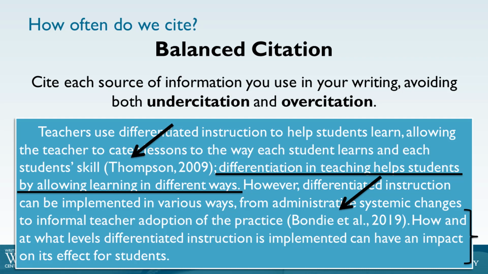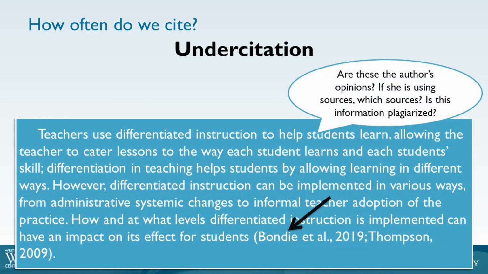Here we can see that the writer is using information from two sources in the first two sentences, and then is including their own analysis in the last sentence. This is an appropriate level of citation because it is clear which information is from which source. So each source is properly given credit, while the writer's own analysis at the end of the paragraph is appropriately left without a citation. Now let's look at a sample paragraph of under-citation.